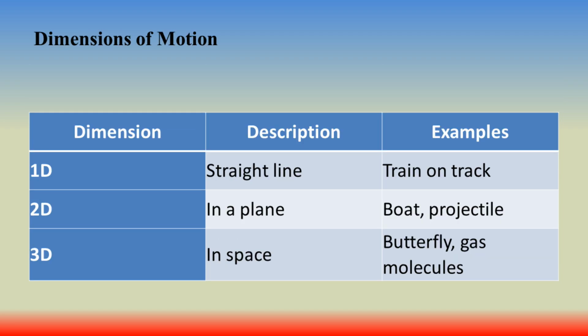Dimensions of motion. We can also classify motion based on dimensions. One-dimensional motion is along a line, like a train on a track. Two-dimensional motion occurs in a plane, like a boat on a lake or a projectile in the air. Three-dimensional motion happens in space, like a butterfly flying or gas molecules moving freely.